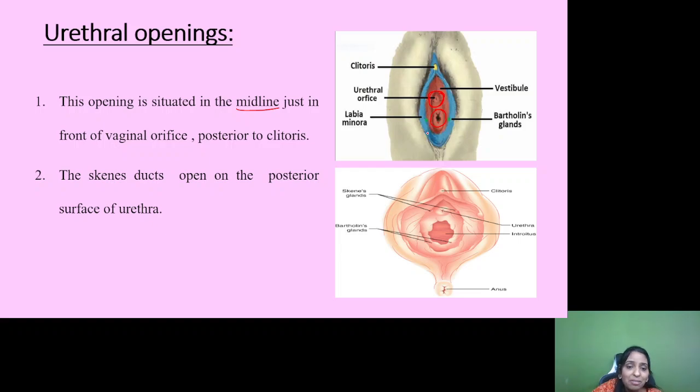And the next thing, see here, Skene's glands, Skene's tubules, and the urethra. These are the Skene's tubules. These open on the posterior surface of the urethra. Where is the location of the clitoris? Anterior, right? And where is the location of the Skene's duct? Posterior to the urethra. Mostly anatomy will be very easy, but you should remember it in image form. You should understand its relations with the other structures near it, so that it will be very easy to keep in your mind. Okay, next.